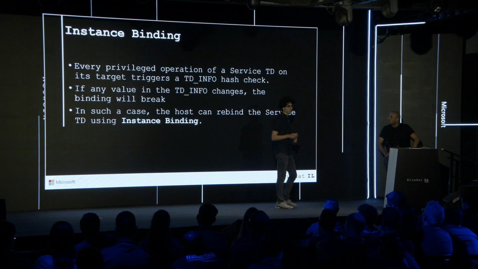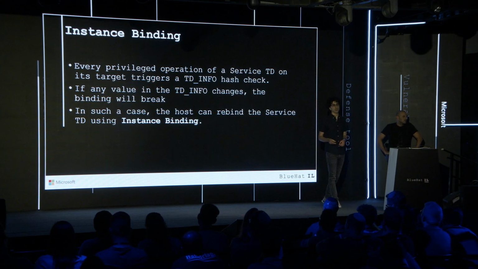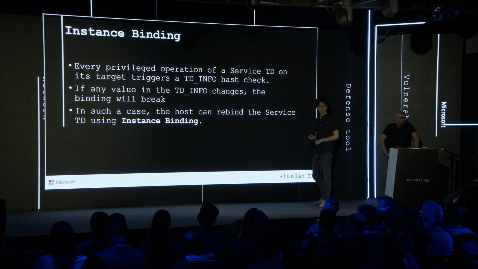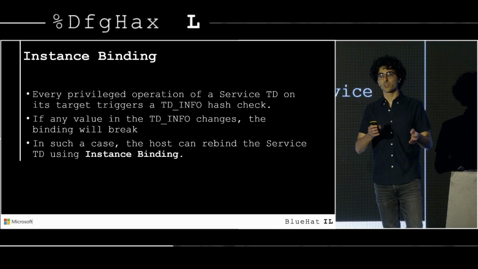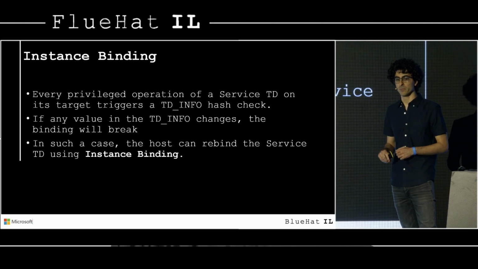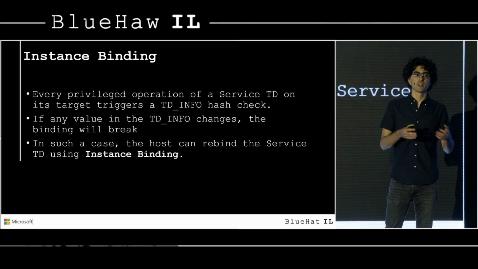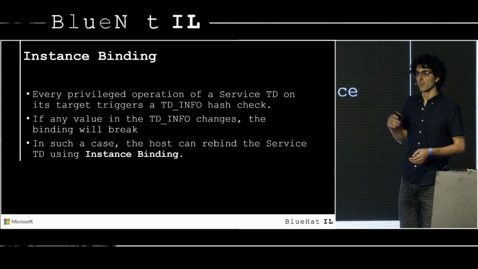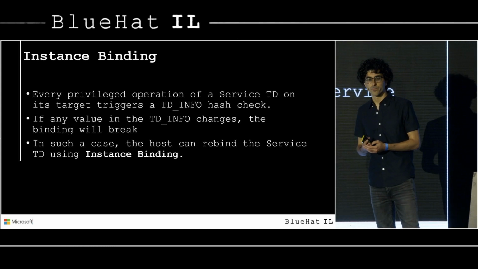So in the beginning, I described the service TD and how the module manages which service TD is bound to which TD using the binding table. Just in a short recap, the service TD tries to access some TD's metadata. The module will make sure that the hash of its TD infrastructure is the same one as in the binding table. But there's one problem with that. The TD infrastructure contains several values that could change during the lifetime of a service TD. And when that happens, the hash doesn't match anymore and the binding breaks.